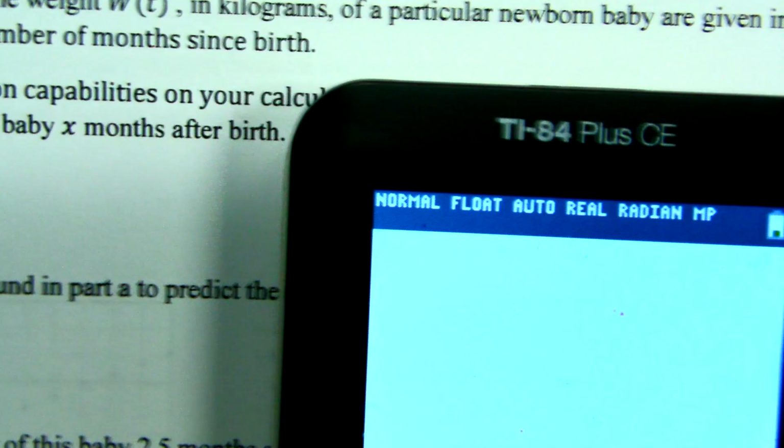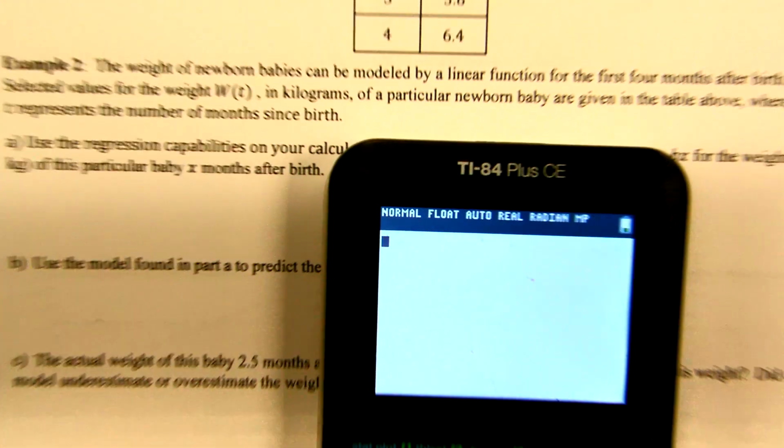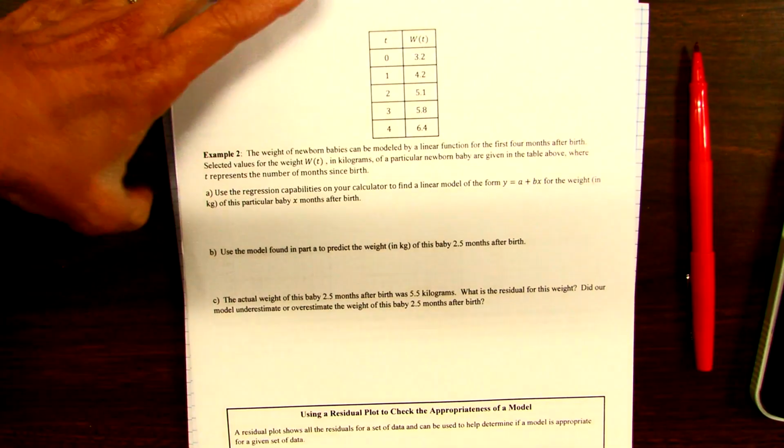If anybody didn't get the rest of the formula, let me know when I'm done. I'll bring it over to you. All right. So listen. Here we go.